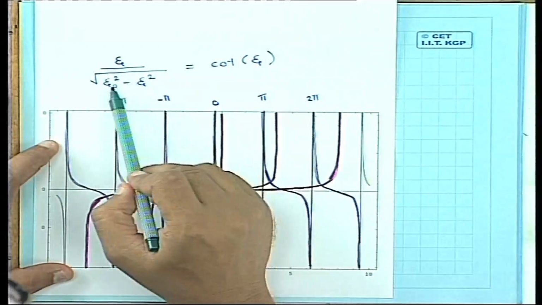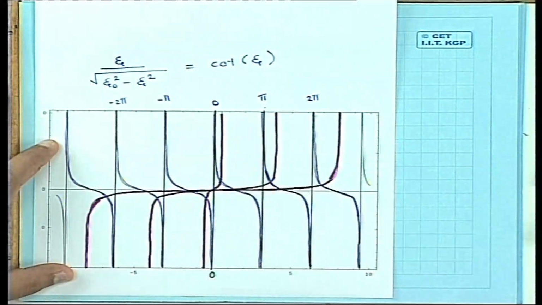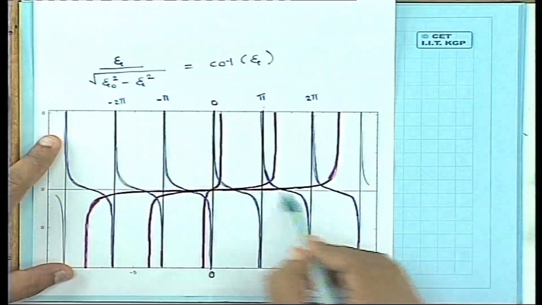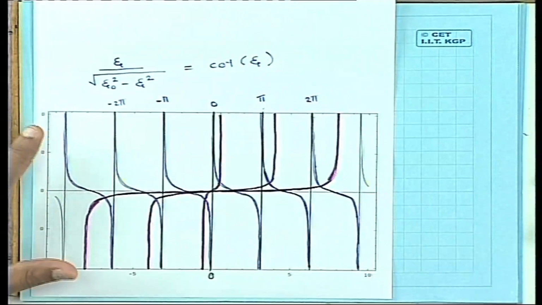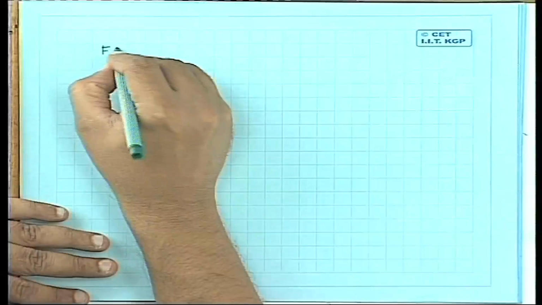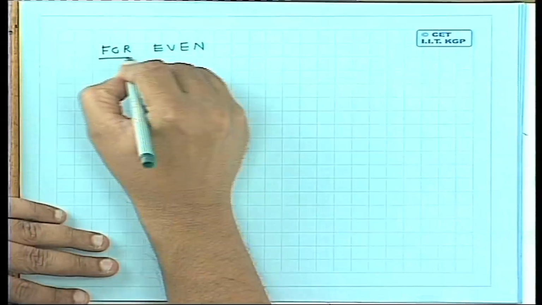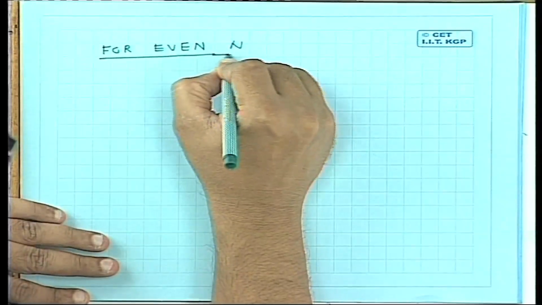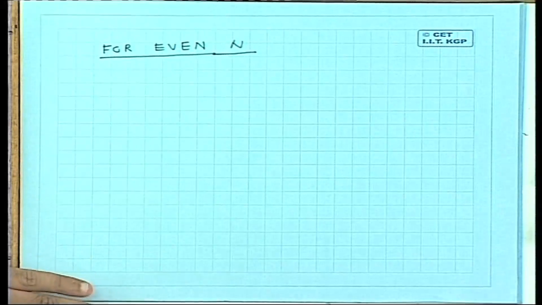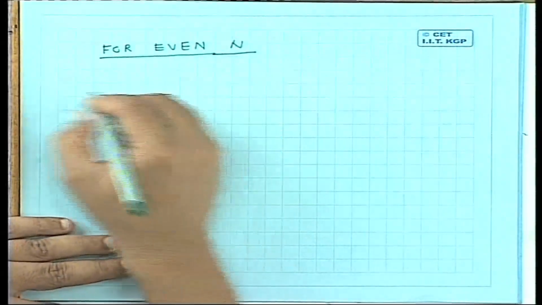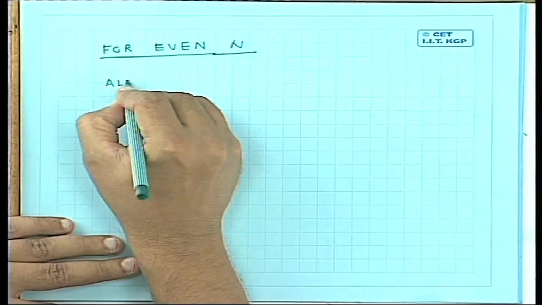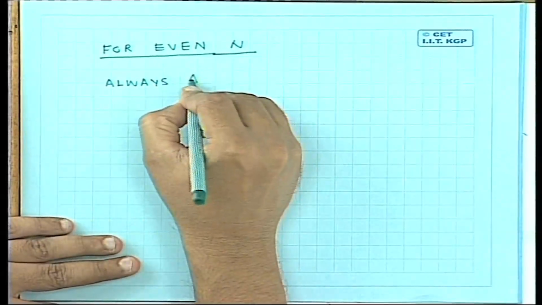So the moment xi naught crosses pi, you get one more solution. Then if it crosses 2 pi, you get another solution. So let us see what we get for the even case: we have always at least one solution.